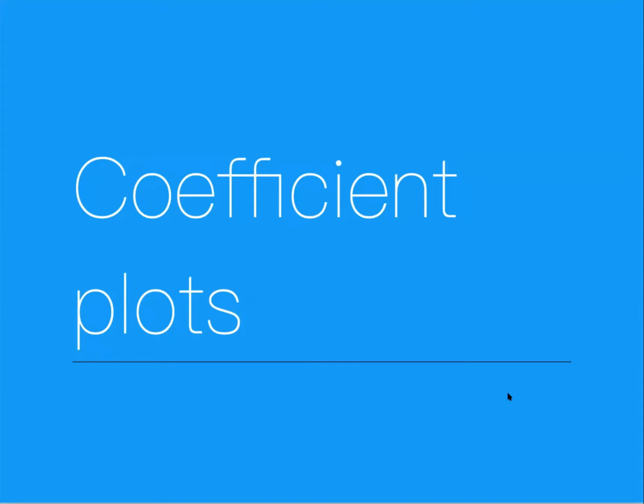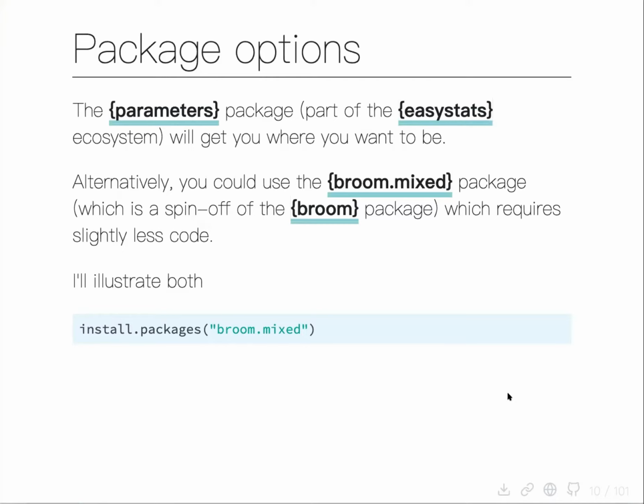Okay, so moving on to coefficient plots. So this is the first visualization sort of stuff that we're gonna be doing here, okay? There's lots of different ways to do this, but there's sort of two that I would recommend. You could obviously do it by hand, but there's two packages that will be very helpful for pulling out model results. One is the parameters package, which is part of that whole easystats thing. I'll illustrate how to do that in a minute. The other is broom.mixed, which is basically just a spin-off package from broom, which you're probably familiar with, but it is a big package to basically tidy model results across a whole bunch of different types of models.